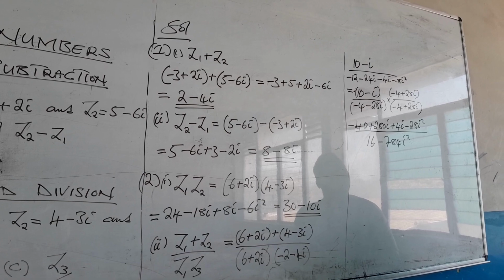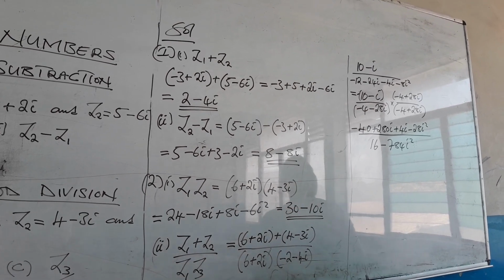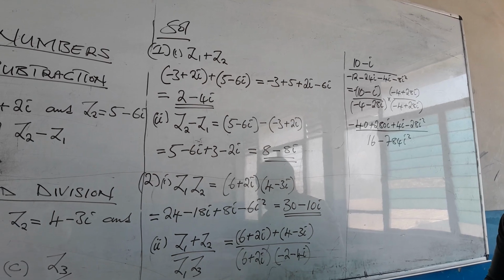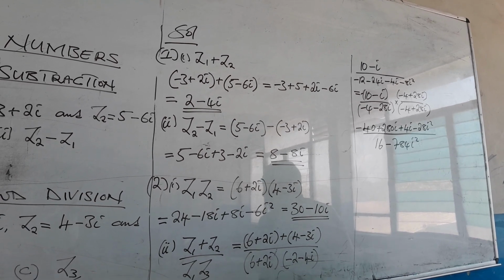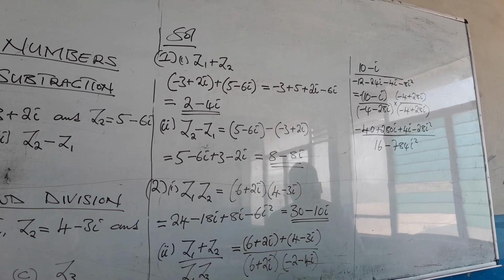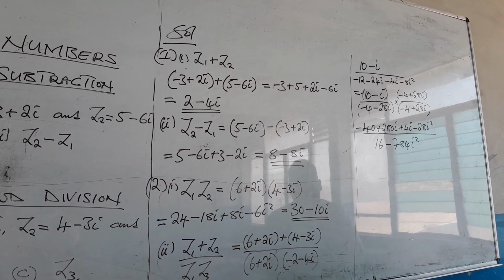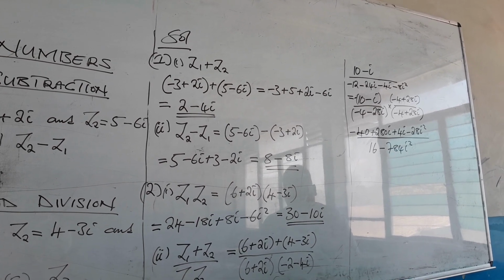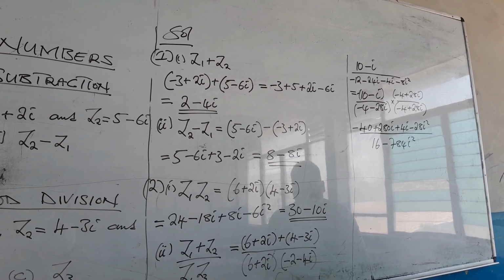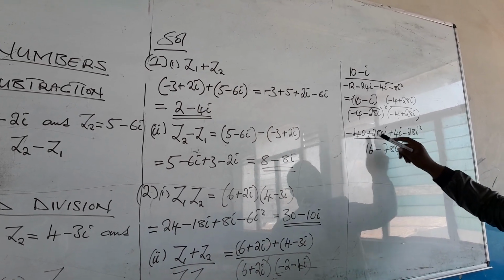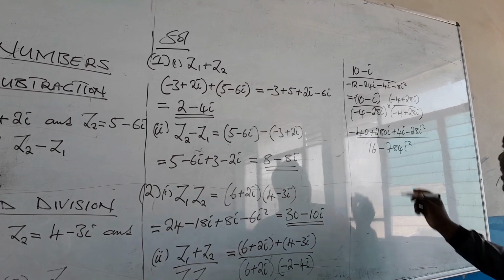Minus 28 is giving us 12. Into 40 minus 28. So when we multiply this and that, it's going to be positive. So negative 40 plus 28 is going to give us negative 12.